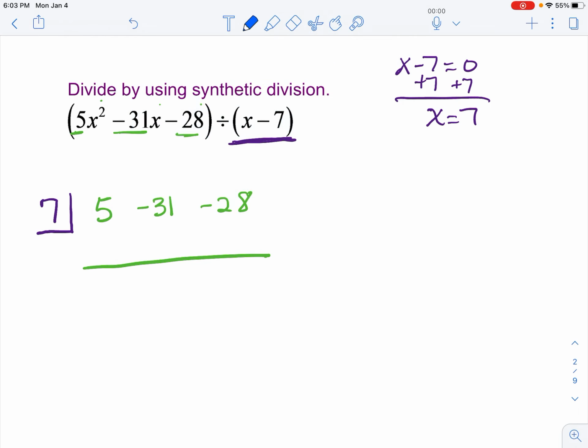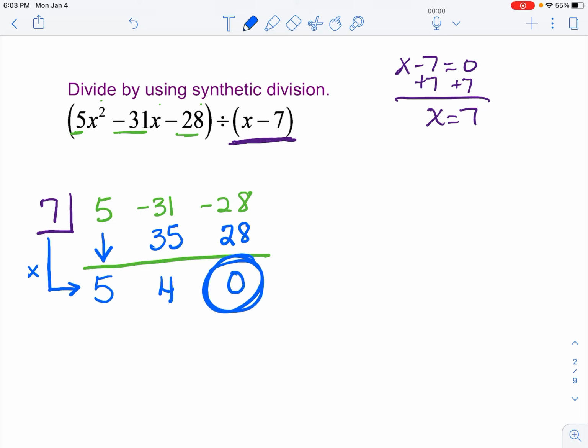Next, we're going to bring down that 5. We always bring down that first number. And now we're going to take that 7 and we're going to multiply by everything that's along underneath the line. So 7 times 5 is 35. Add going down, we get a 4. Multiply 7 times 4 is a positive 28. Add going down and we get 0, and this very last number right here is our remainder.